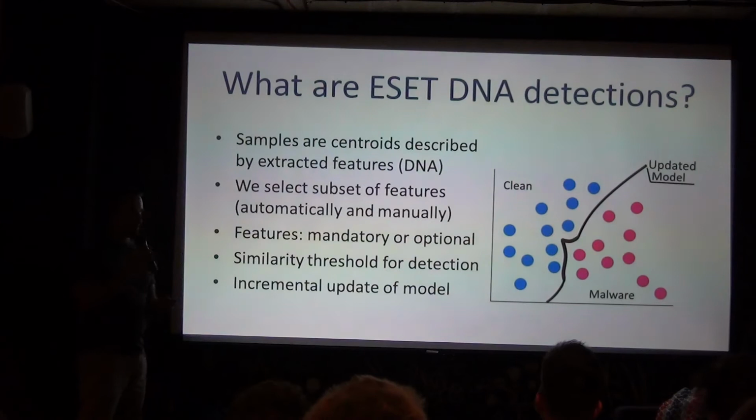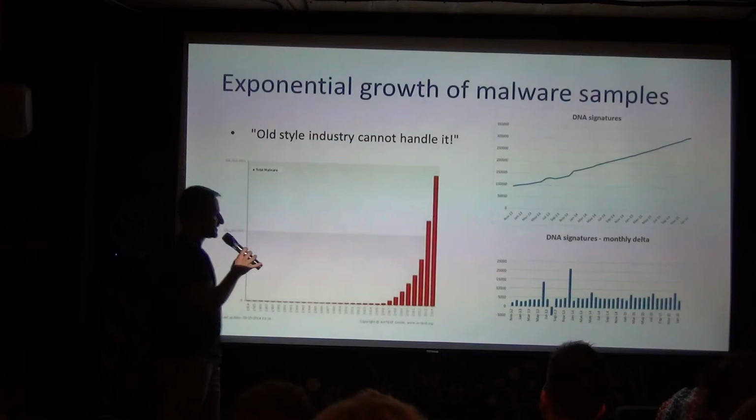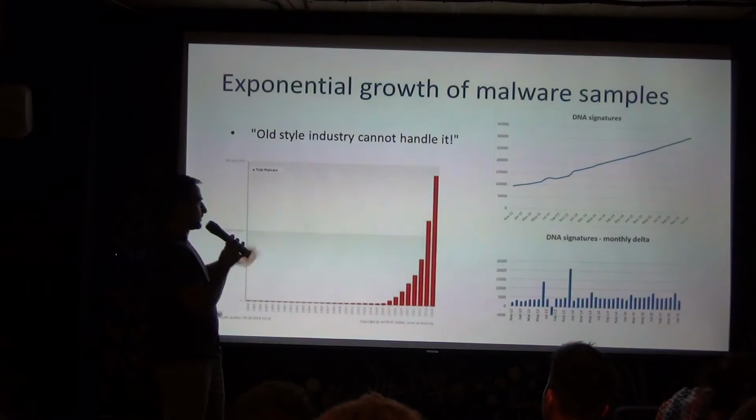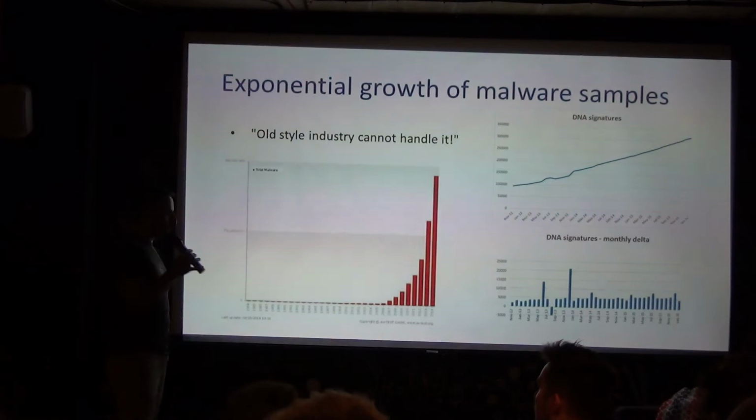How well does it work? Pretty well. If you look at the number of malicious samples that appear in the wild, it's exponential growth. Basically every year the number of samples nearly doubles. But if you look at the number of our DNA signatures released, it's almost constant.